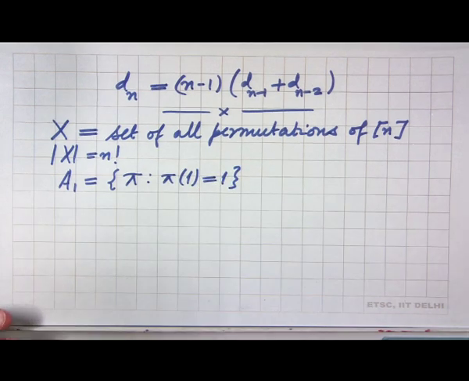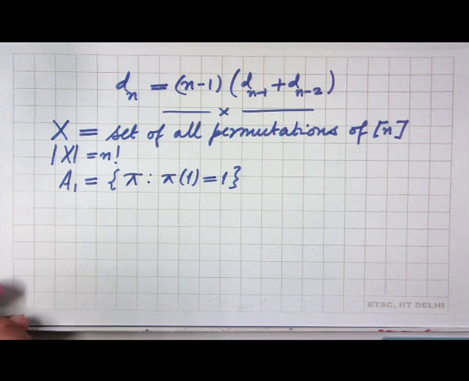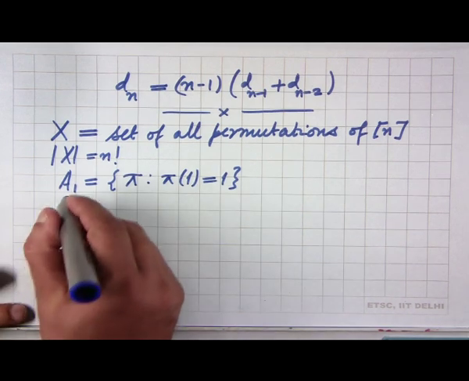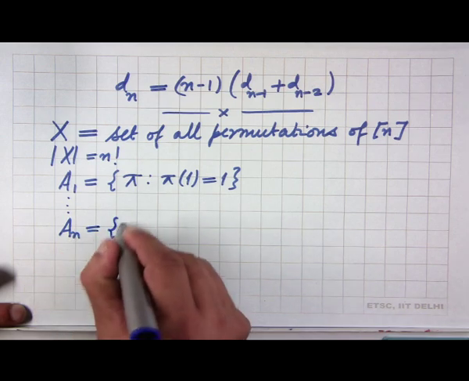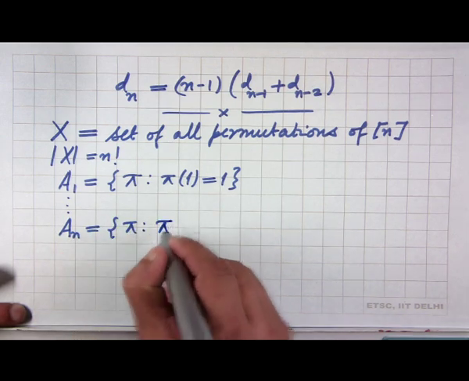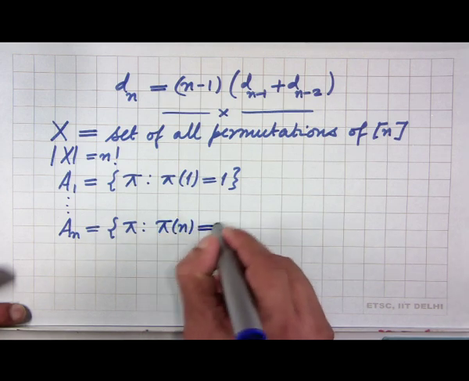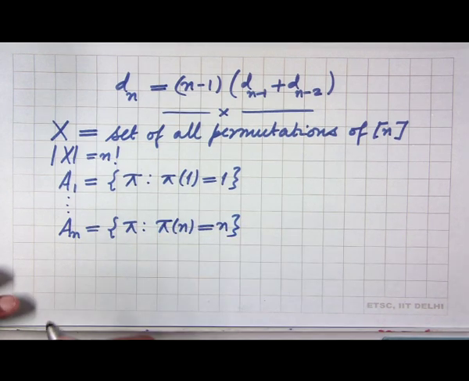So pi is a permutation, and A1 is all those permutations that send 1 to itself. We don't worry about what it does to 2 or 3 or 4 and so on. Therefore, in a similar fashion, I will define AN to be the set of all those permutations that take n to itself, with an obvious definition for each i. So Ai will now be the set of all those permutations that send i to itself.